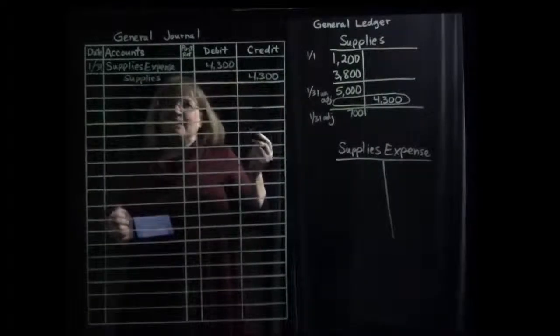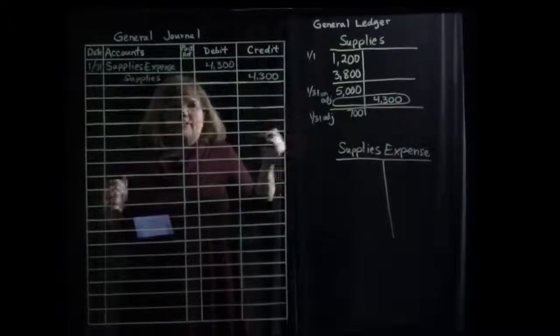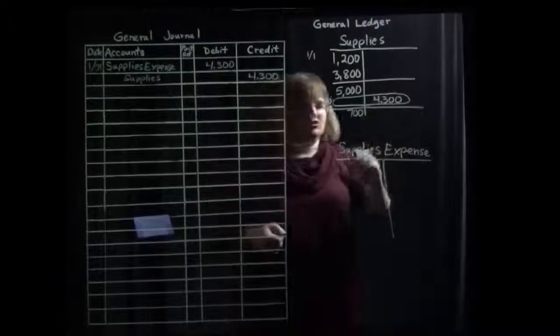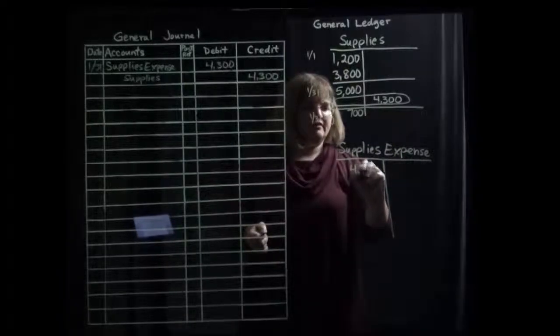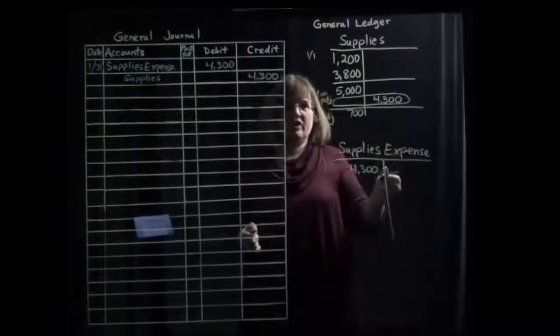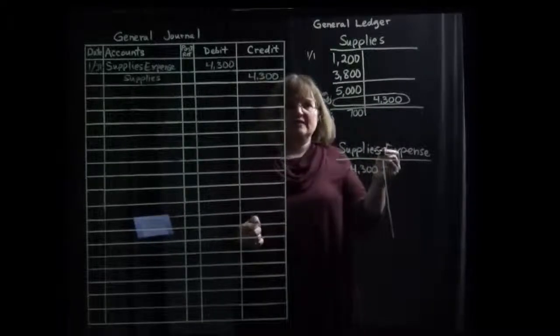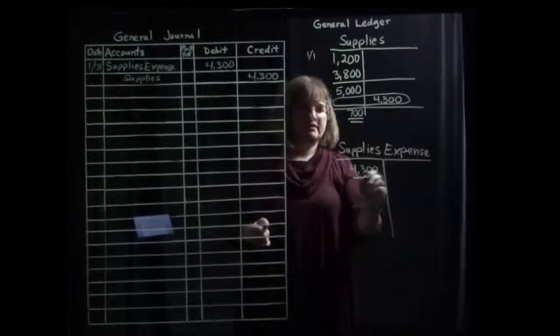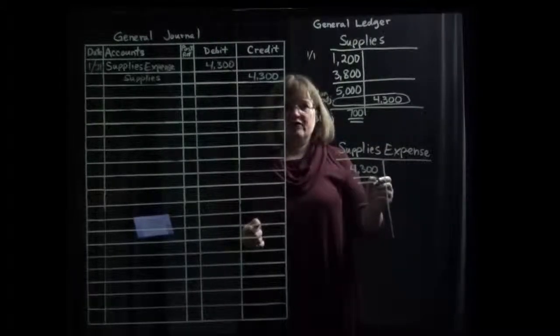Supplies the asset should represent the supplies that are not yet used up. Supplies expense should represent the supplies that are used up. In this case, $4,300 in supplies was used up, $700 remains. So we want the asset balance to reflect $700, and we want the expense balance to reflect $4,300.